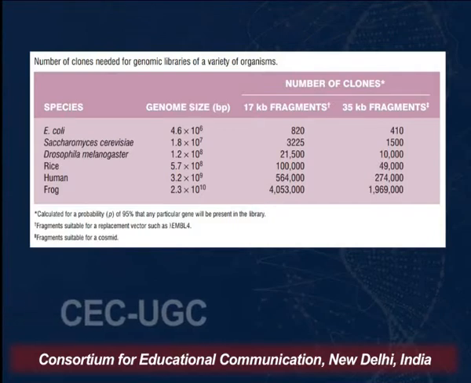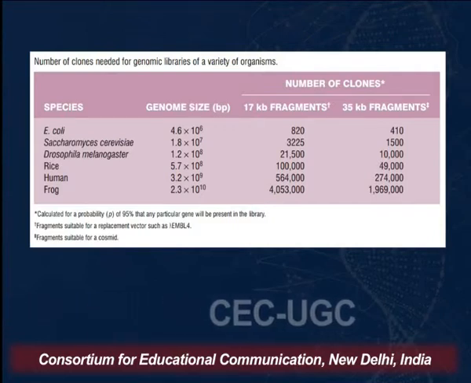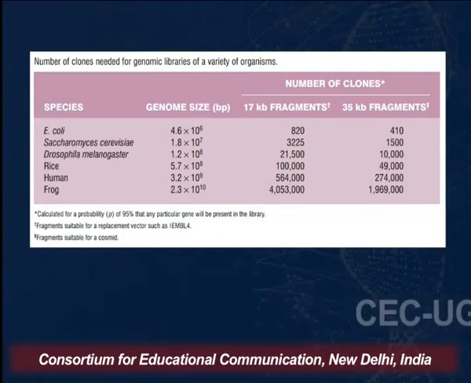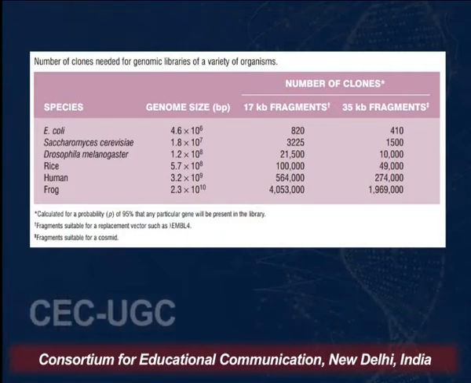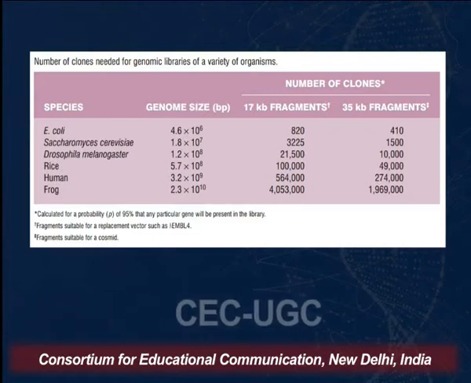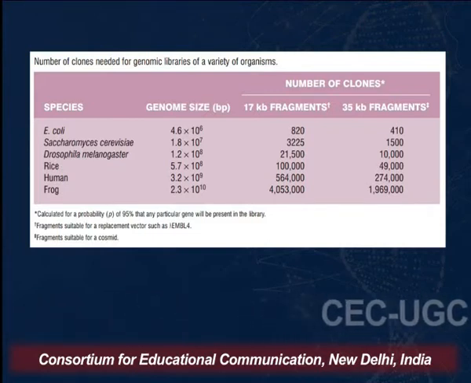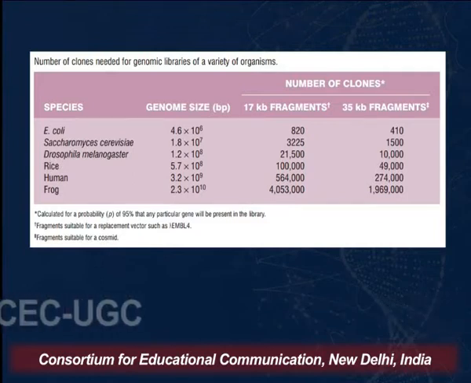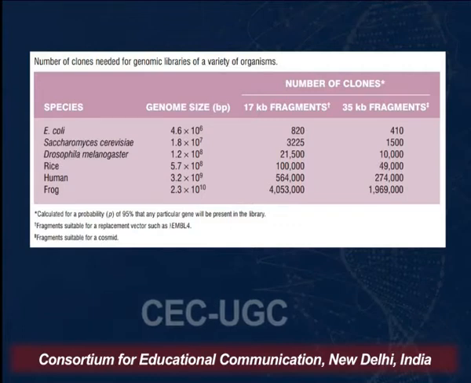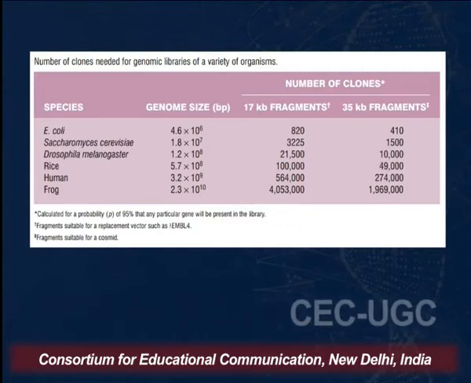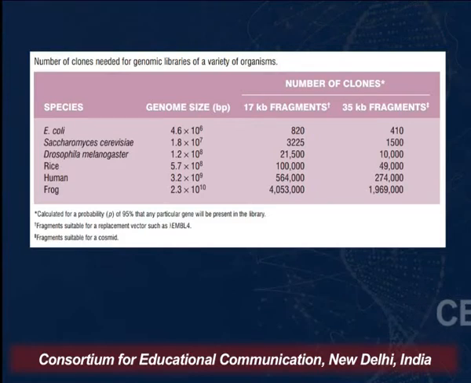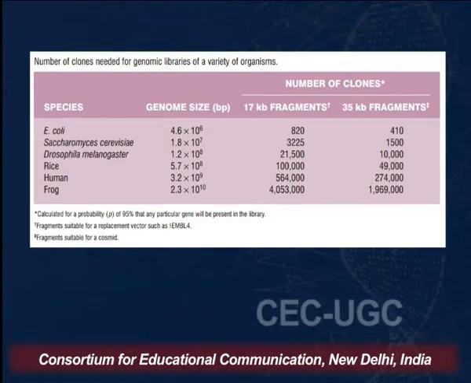If you look at the human, then around 554,000 clones are required if you cut the entire genome into 17 kb size fragments and clone it into a vector. So these many clones would be required. If you get this number of clones, then you can probably assume that the entire genome has been represented. And for example, if you use 35 kb fragments, then again some 200,000 clones are required. So it directly reflects that higher capacity vectors reduce the number needed.